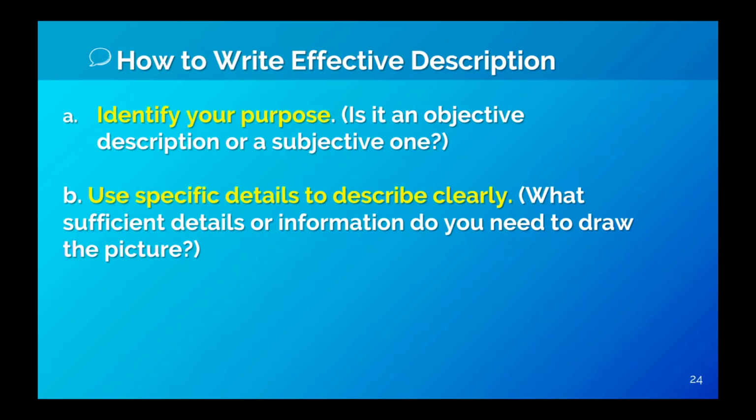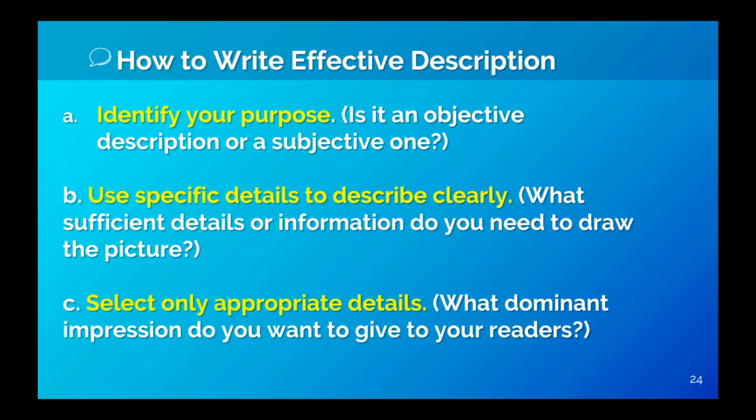So you have to make sure you use specific details, and select only appropriate details, meaning what dominant impression do you want to give your readers? If you're writing an essay about your mom, what do you want your readers to remember about your mom? Because you can describe your mom in different ways, about many aspects of her life, of her being, of her soul. But you have to think of one specific thing that you want the readers to remember about her. So you make sure that all your descriptions leave that impact to your readers.